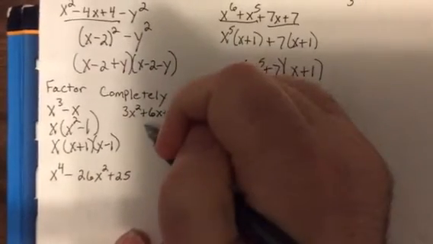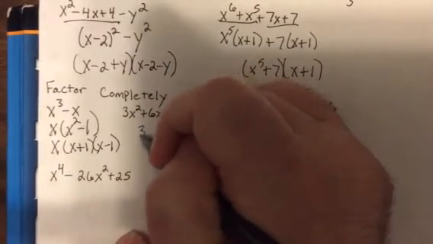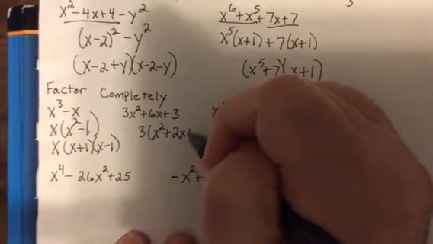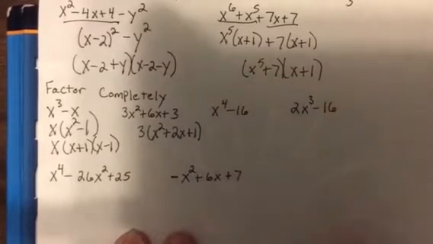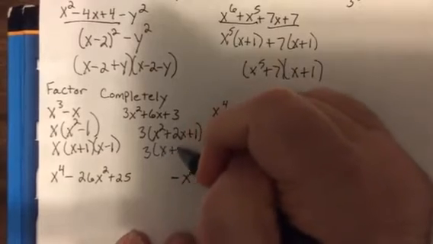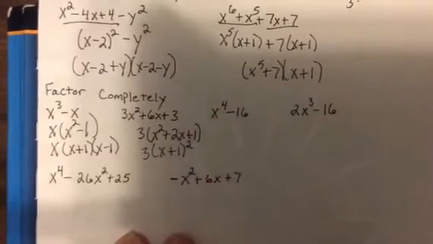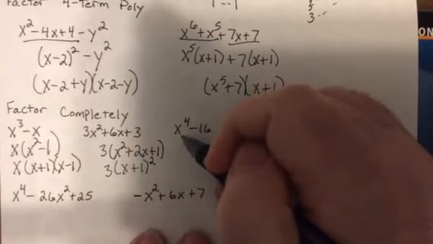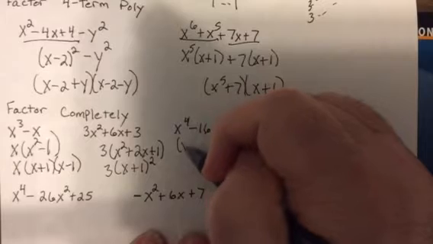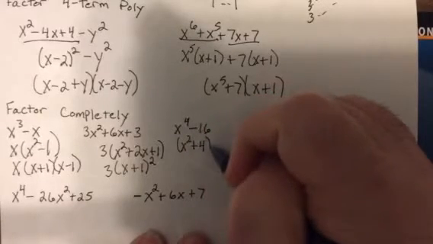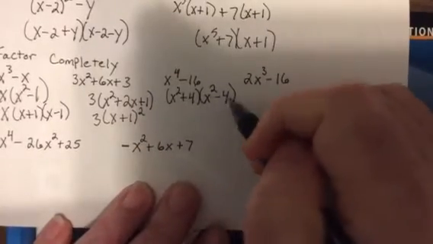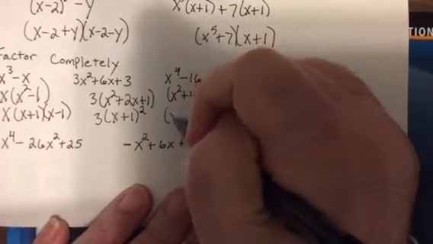Then this one, factor out the GCF. So that's 3. It'd be x squared plus 2x plus 1. Then can I factor this? Well, you bet I can. That would be x plus 1, or x plus 1 squared. This one, oh, it's a difference of squares. 16 is a square, that's even. So it'd be x squared plus 4, x squared minus 4. But this one, oh my goodness, we can factor that up.